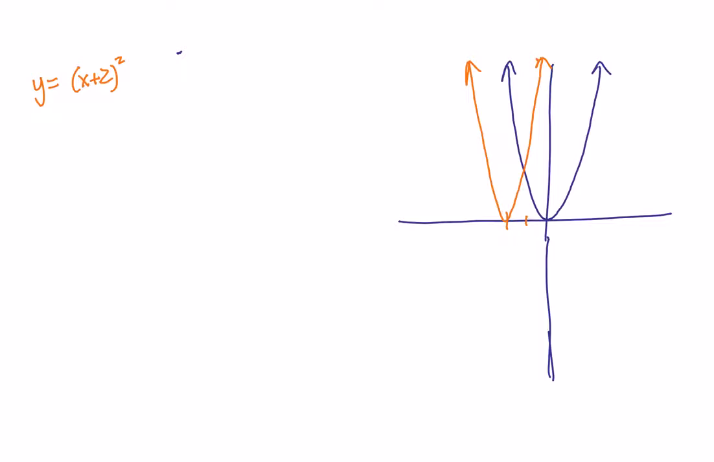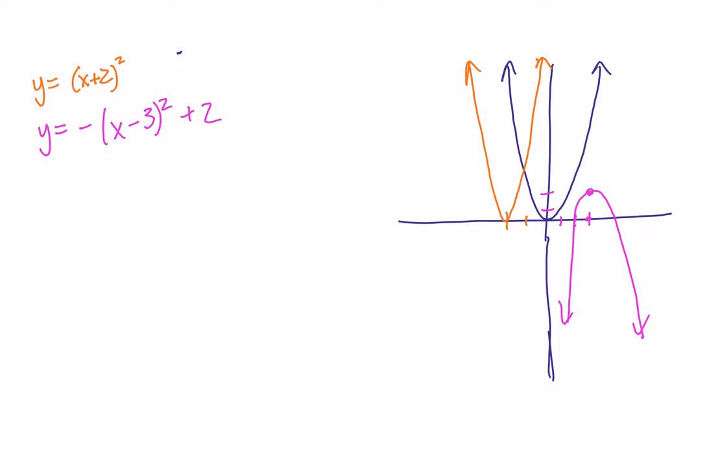So let's try a different one. Here, I'll do a different color for this one. So let's try y equals negative x minus 3 squared plus 2. So remember, the negative is going to make it go upside down. The minus 3 is going to move our vertex 3 to the right. And the 2 is going to go 2 up. So our vertex would go over 3 up 2, and the negative is going to make it go upside down. So it would look something like that.